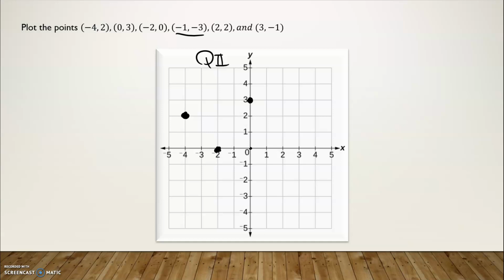(-1, -3). Okay, I'm going to go over -1 and then down 3. There's that point. (2, 2). I'm going to go over 2, up 2, right there. And then (3, -1), so go over 3, down 1. And there's all your points.